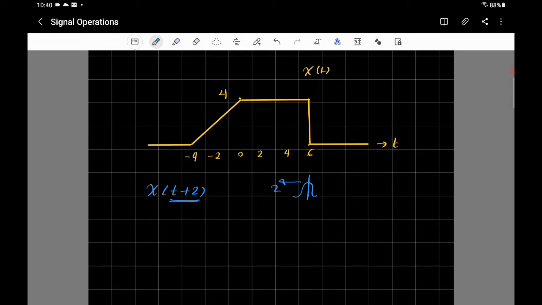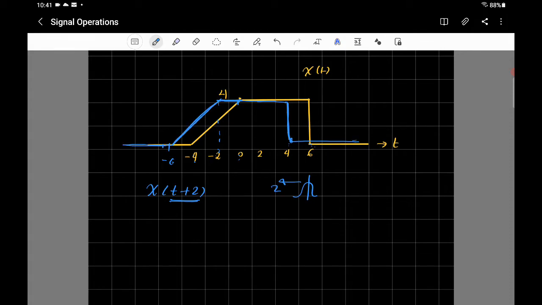Let's just see that. At 6, it will go 2 units to 4. So it'd be like that. And this line, which equals 4, between 0 and 6, will move: 6 will move to 4, and 0 will move to -2. And then this straight line between -4 and 0: 0 becomes -2, and -4 becomes -6. And then it will become 0.